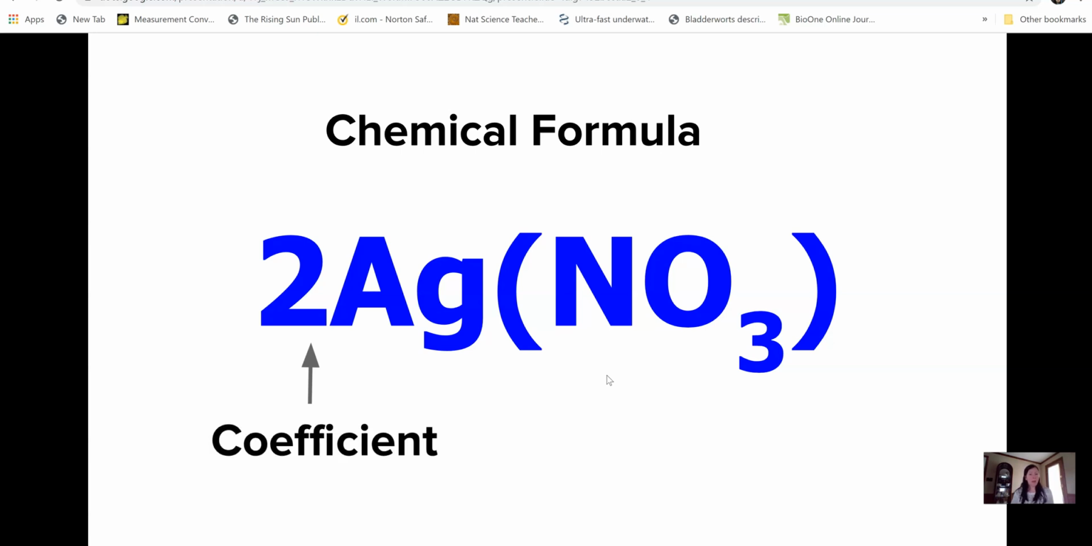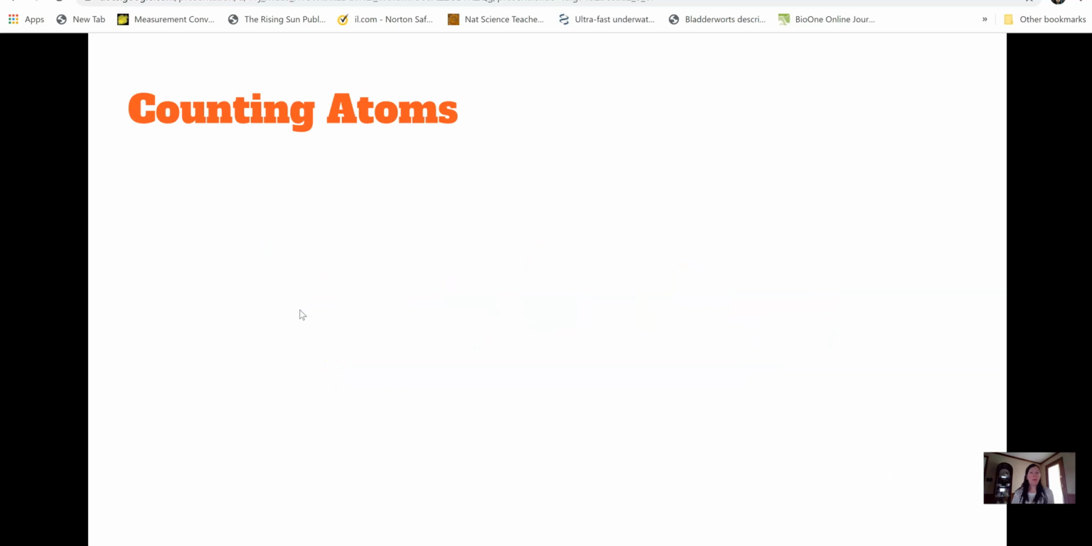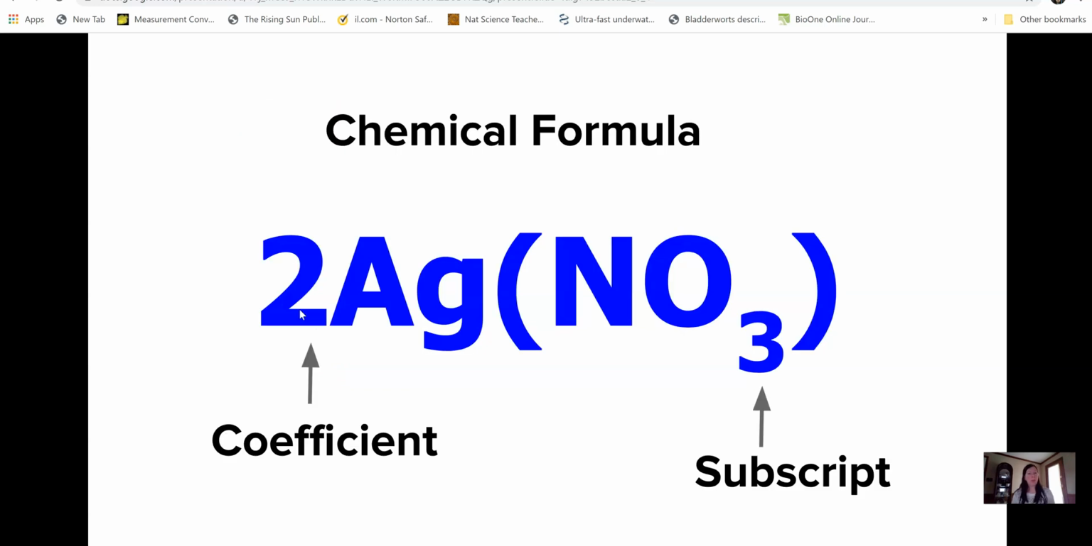And we're going to call that the coefficient, okay? We also have another number in this chemical formula. We have the 3, and it is lower than the element oxygen, so we call it a subscript. What we find is that when we are talking about coefficients, the number applies to all the elements that are after the number. So here the 2 applies to the silver, but the 2 also applies to the nitrate, or the nitrogen and the oxygen.